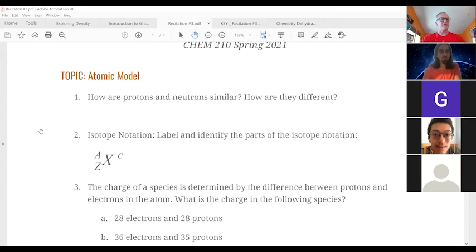First question, where do you find protons and neutrons? In an atom. In the nucleus. In the nucleus, exactly. So if this is our nucleus, and we have protons and neutrons, what don't we find in the nucleus?